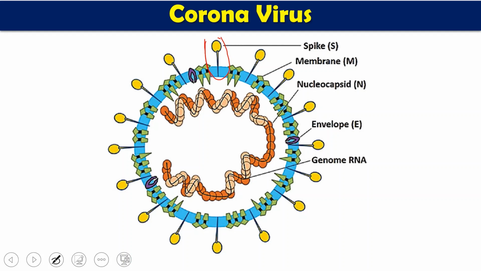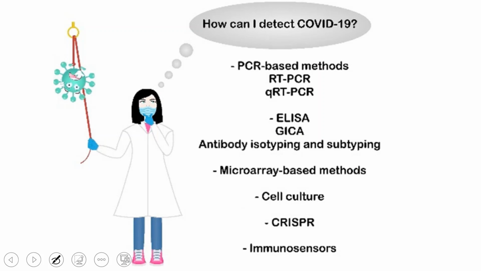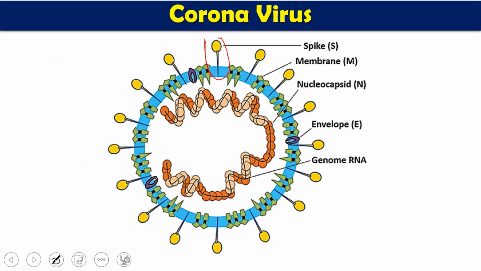When this virus enters the host cells, it binds to the host cell with that spike protein only. The spike protein normally binds to a specific receptor present in our cells, called the ACE2 receptor. It is called angiotensin converting enzyme 2 receptor. This is normally present on our lung cells, and not only lung cells, on our taste buds also.